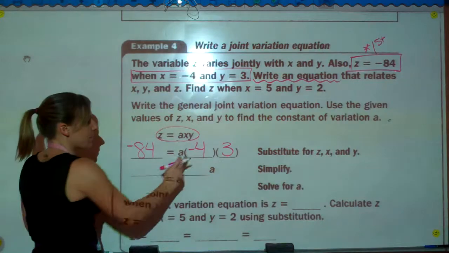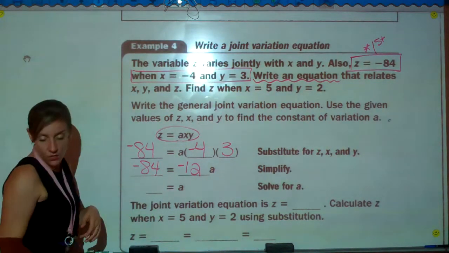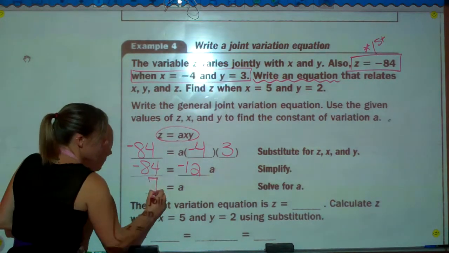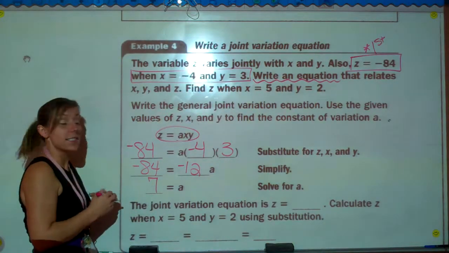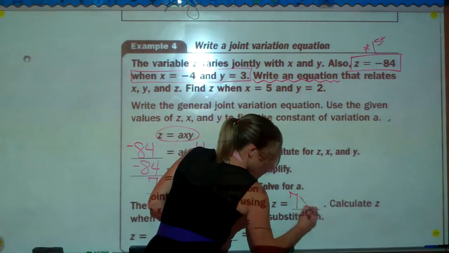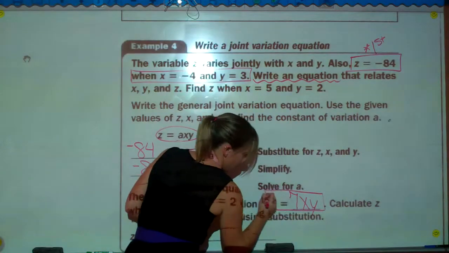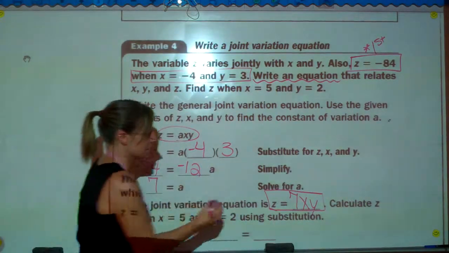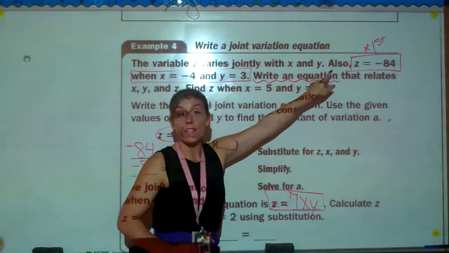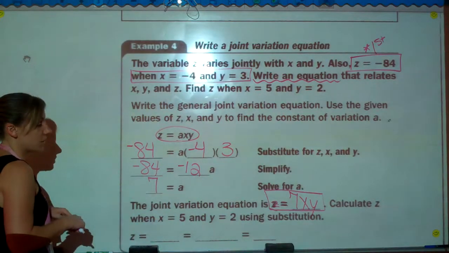Okay, then we just multiply. This is negative 12. This is still negative 84. So when you divide both sides by negative 12, you get a 7. So the constant is a 7. So the joint variation equation is 7xy. Okay, so that z equals 7xy. That is the equation. 7 is the constant, no matter what anything else is. That's the constant that we just found.